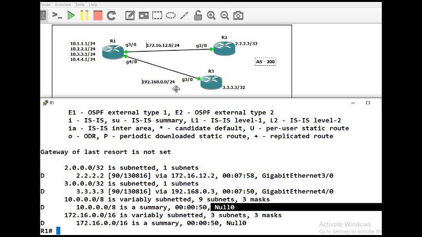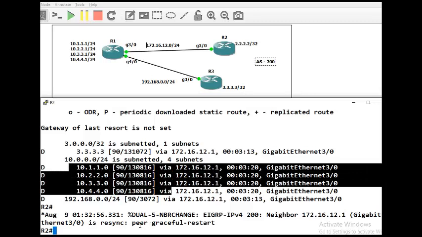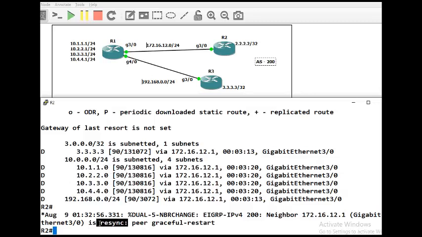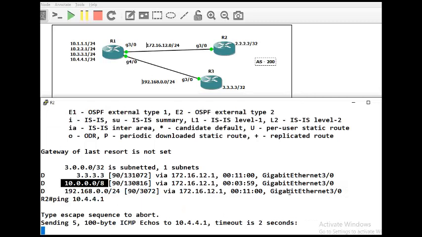Now if you go to router 2, earlier we were having detailed routes, but because I enabled summarization on router 1, resynchronization happened, and now the routing table changed. It is changed with the summary. Now it's very small. All those precise routes are gone. But still you will be able to ping 10.4.4.1 very well, because you got a default route.